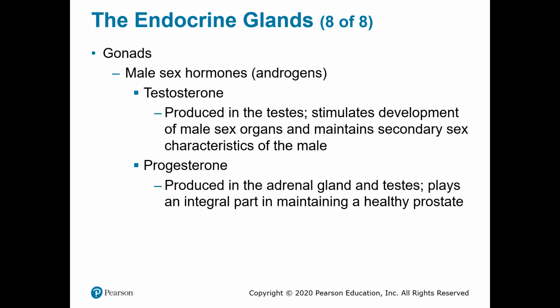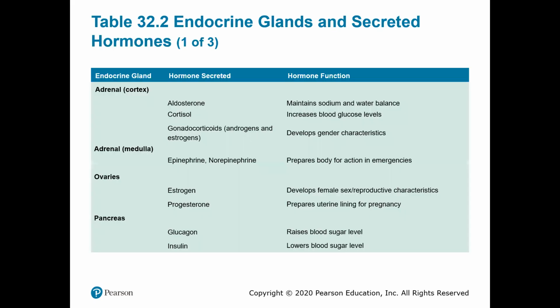For the male, their sex hormones are also referred to as androgens. That main sex hormone is testosterone, and it is produced in the testes. It's going to stimulate the development of male sex organs and maintain secondary sex characteristics of the male. They also produce progesterone that is produced in the adrenal gland and the testes, and progesterone for them plays an integral part in maintaining their healthy prostate.